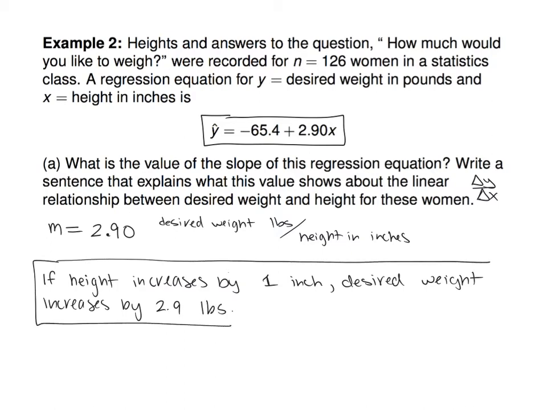I mean, people who are taller understand they cannot weigh as little as people who are shorter. So this is just saying that if you look at someone who's 5'6" versus 5'7", the person who's 5'7", their ideal weight will be on average 2.9 pounds more than the person who's 5'6".